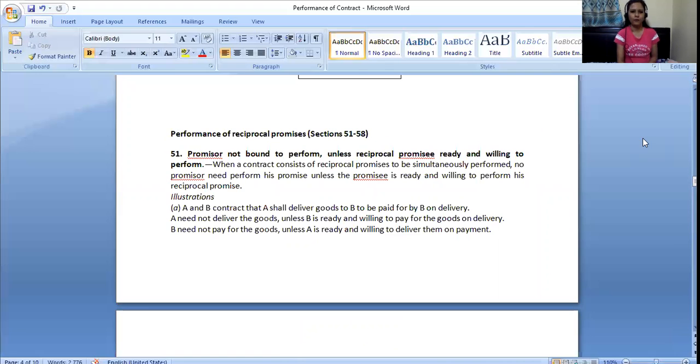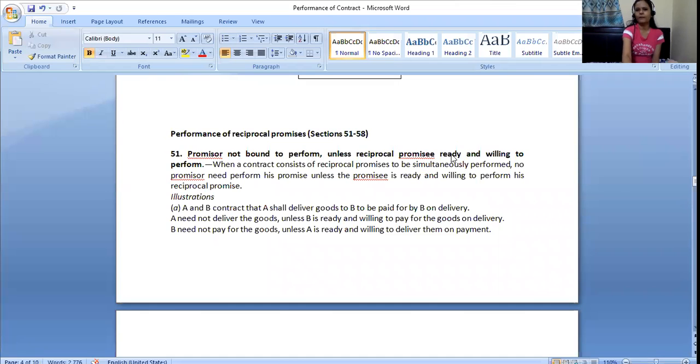Next is performance of reciprocal promises, sections 51 to 58. Now in the contract itself, there might be something, right? That you do this, I will do that. That kind of promises might be there. So take for example, when we are ordering something and we select the cash on delivery option. That is a kind of reciprocal promise only. You deliver the goods to me and I will pay you, right? It is like give and take, right? You give this to me and you take money for that. So this is also regarding that only, performance of reciprocal promises. The first thing you can relate with ordering something on cash on delivery.